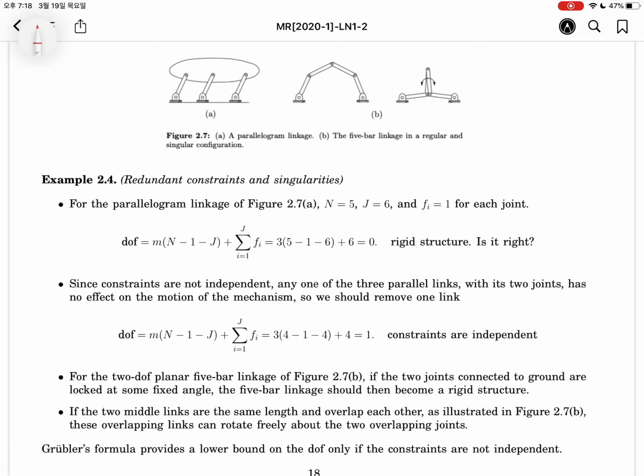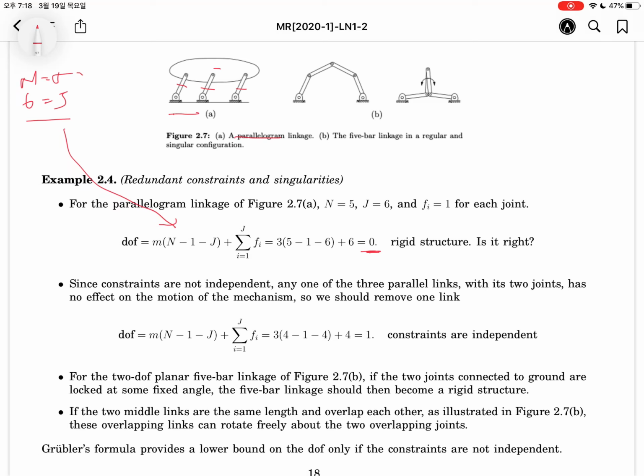Okay, take another example. It's about redundant constraints and singularity. The first one is called a parallelogram linkage. Okay, let's count: 1, 2, 3, 4, 5. So the number of links is 5. How about joints? The number of joints is 6. Okay, if you apply this data to the Grubler formula, it will result in zero. It means this is a rigid structure. Is it right? This structure does not move anymore.